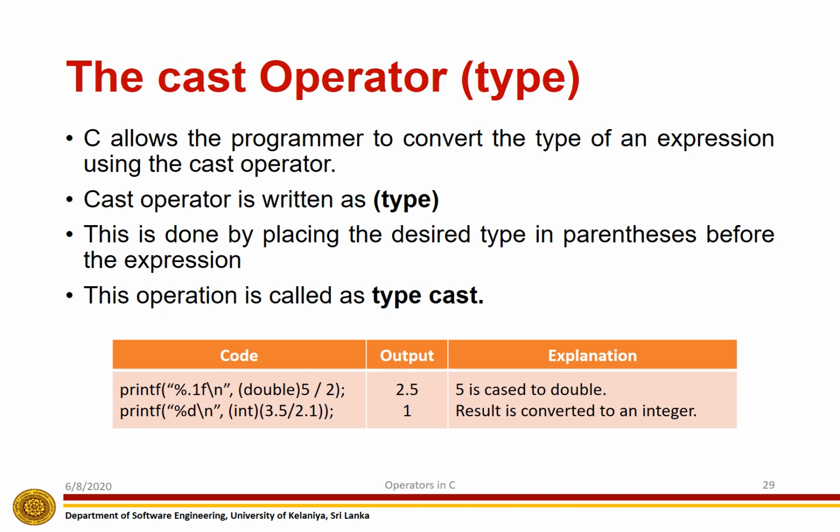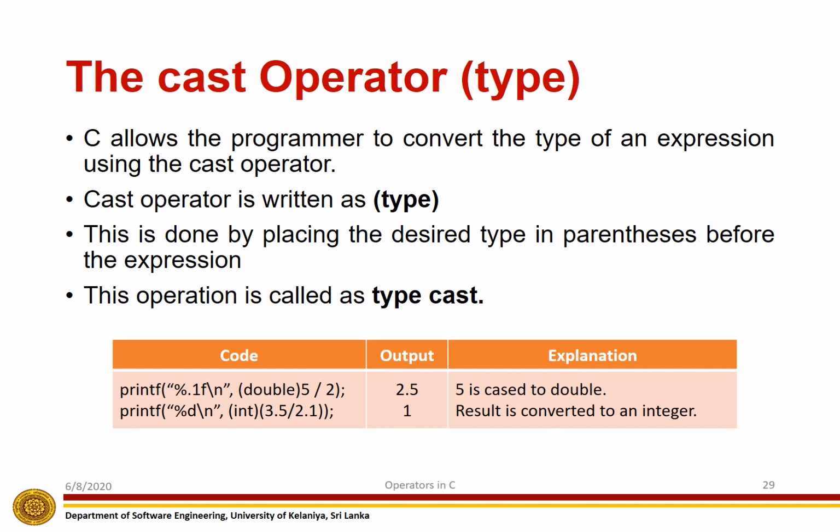For example, look at the table. I have divided 5 by 2 and I want to put it in a double variable. 5 and 2 are both integers, so it will give the answer as an integer, 5 divided by 2 equals 2. But I want the fraction part also, so I have given double inside the parentheses before the 5. Then 5 will convert to a double value and be divided by 2. So it has given me the double value answer 2.5.